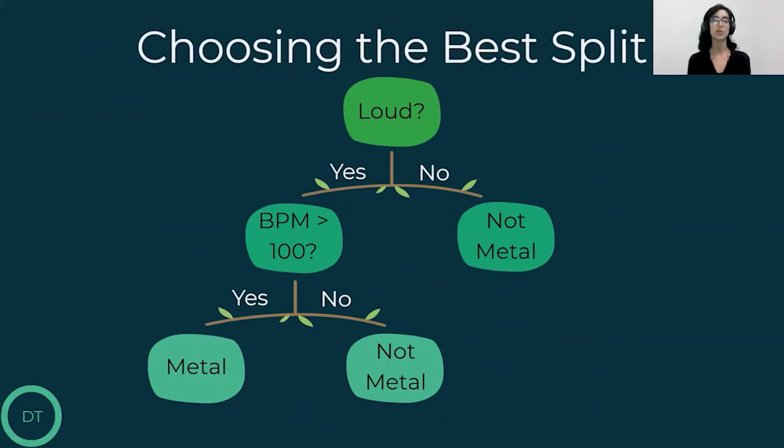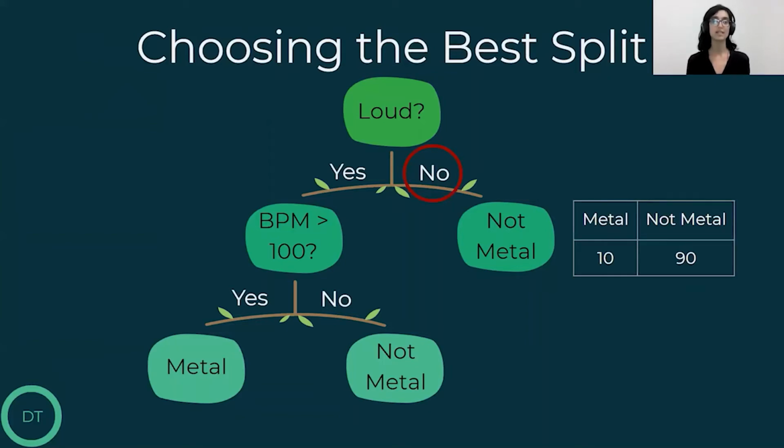So at each point, we want to find the best split for the tree. What does it mean, the best? The one with the lowest impurity. A leaf is called pure if the samples that reach it are all from the same class. For example, if we look at all the songs that are not loud, we have 10 metal songs and 19 non-metal songs. So the probability of a song that reaches that leaf to be a metal song is 0.1. And the probability of a song that reaches that leaf to not be a metal song is 0.9.